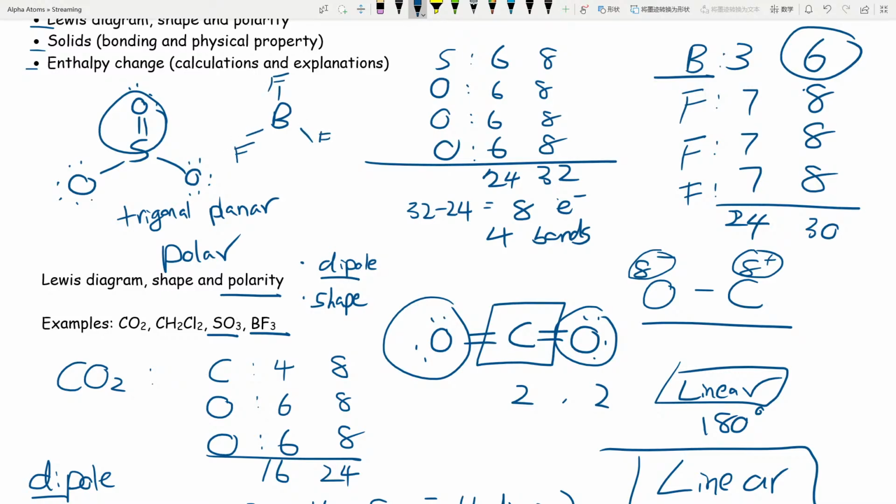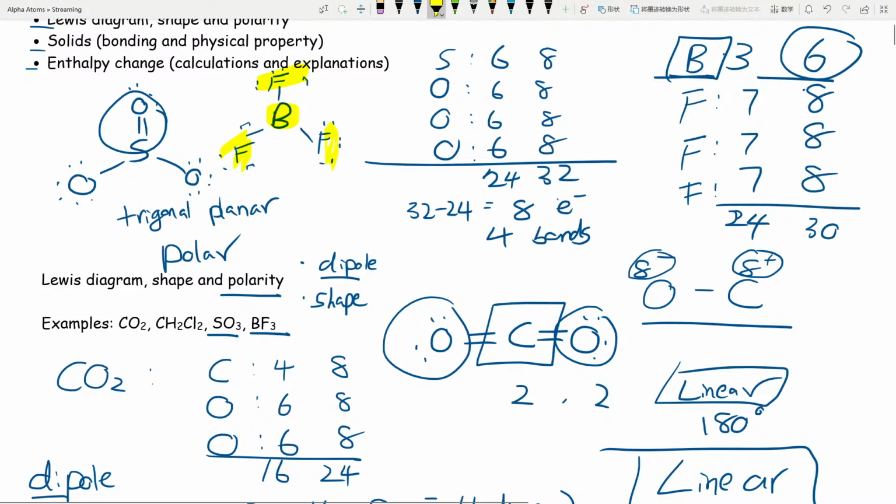So BF3, again, because the boron only needs to have 6 electrons to have a full outer shell, you don't need to add a lone pair of electrons. If you do that, then it's wrong. And if you look at this boron, it has a trigonal planar shape, because you have 3 regions of electron density around the boron. All of them are bonded, so you have a trigonal planar shape.